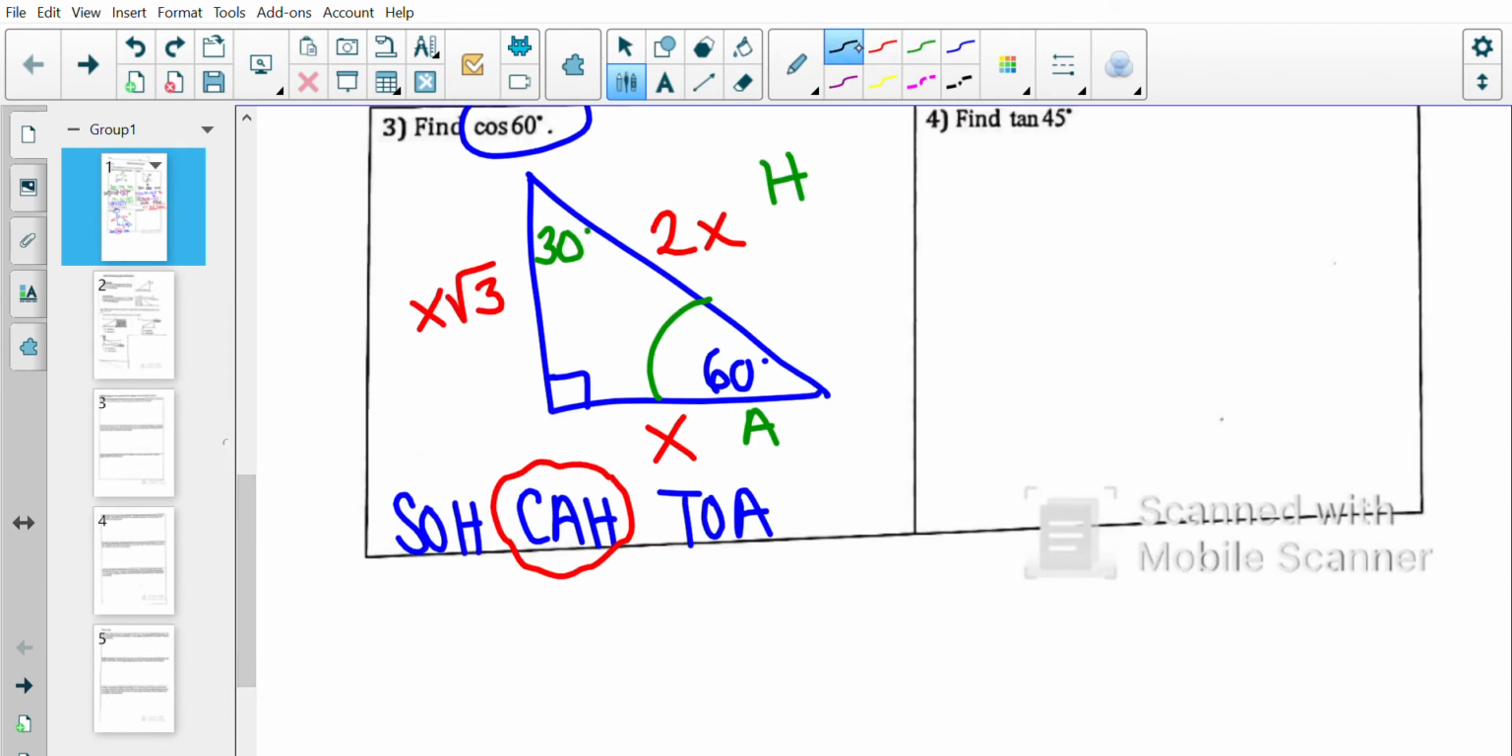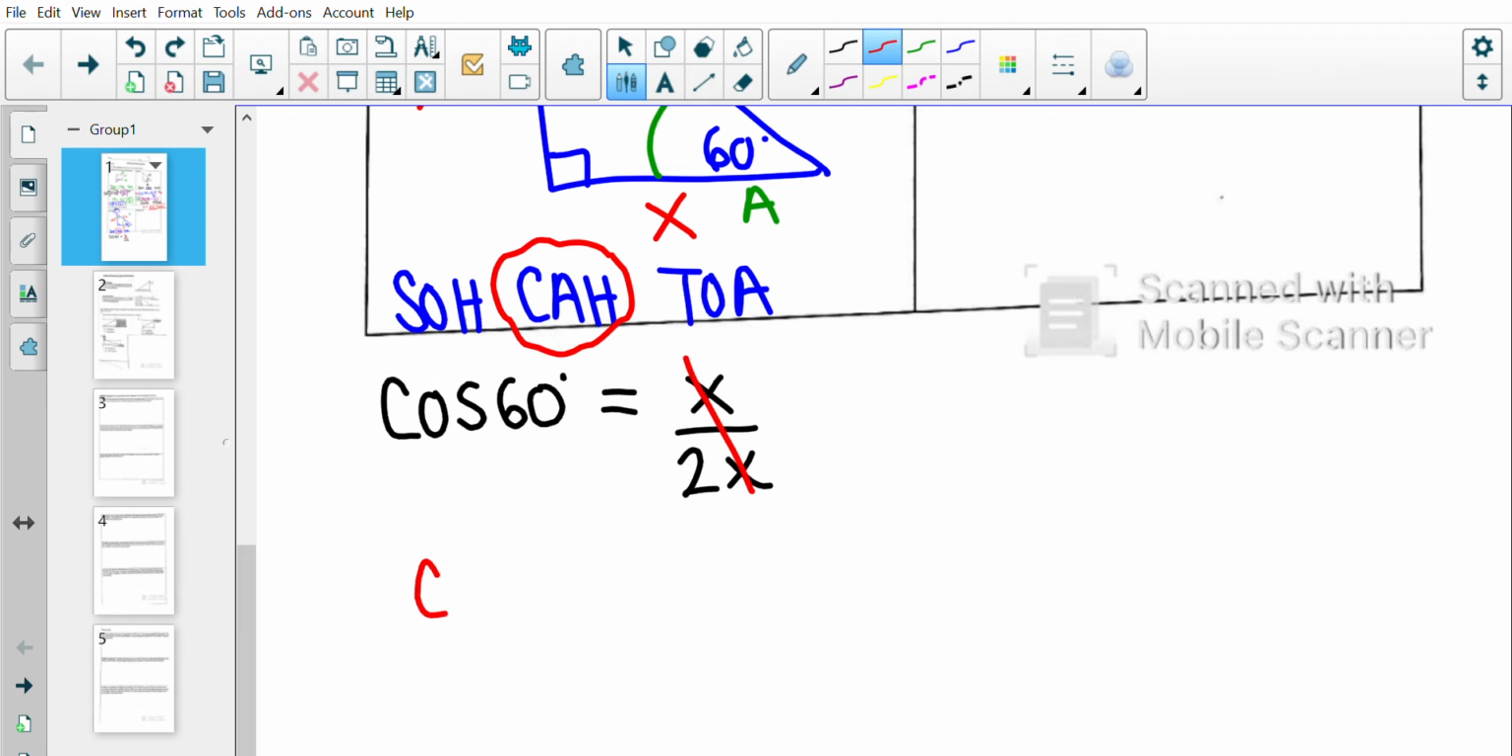So when I come to write my equation, I'm going to say cosine of 60 degrees is equal to the adjacent, which is x, over the hypotenuse, which is 2x. The x's cancel, and we're going to have cosine 60 is not equal to 2. It's going to equal a half.